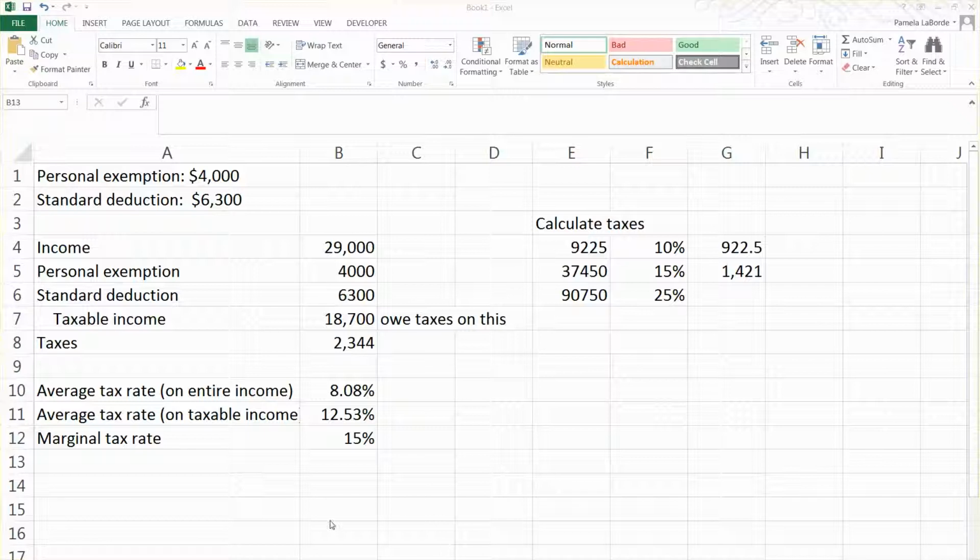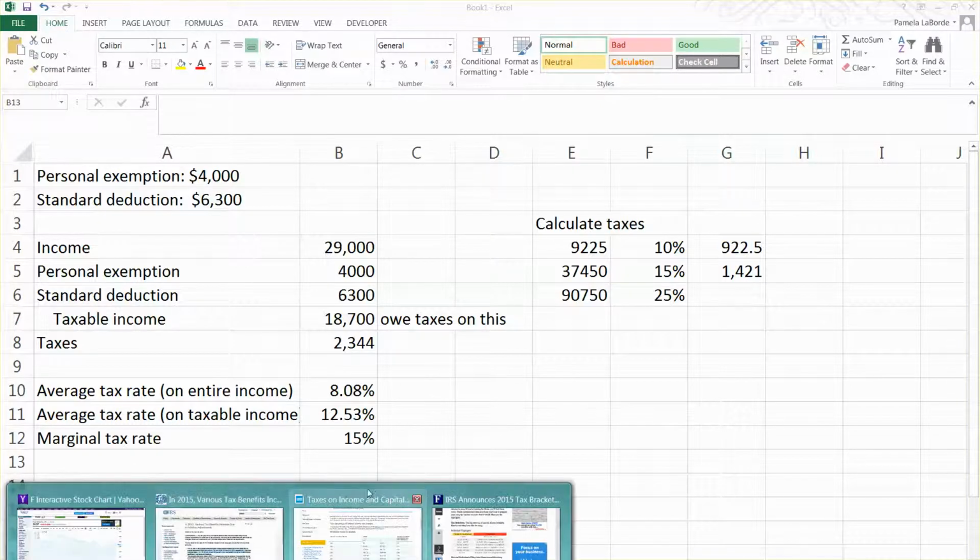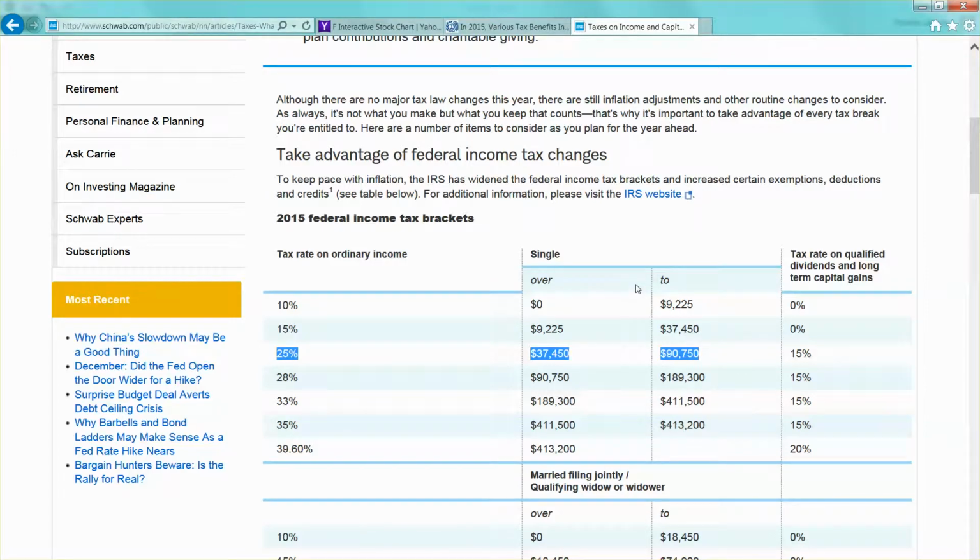Now, dividends and capital gains are taxed differently than ordinary income. So if I pop us back over to this graph or table, it points that out. On the left is the tax rate on ordinary income. Those are the brackets I've been talking about. But on the right, there's something called the tax rate on qualified dividends and long-term capital gains.